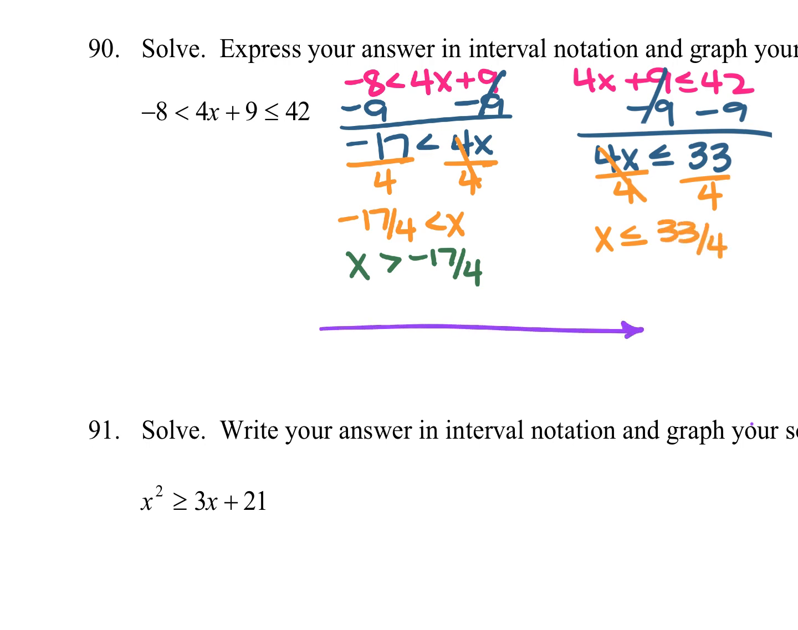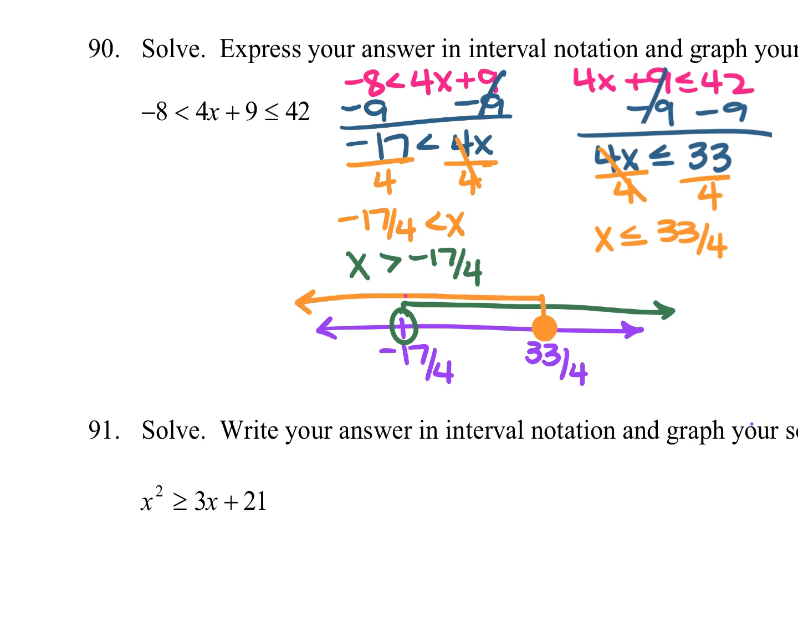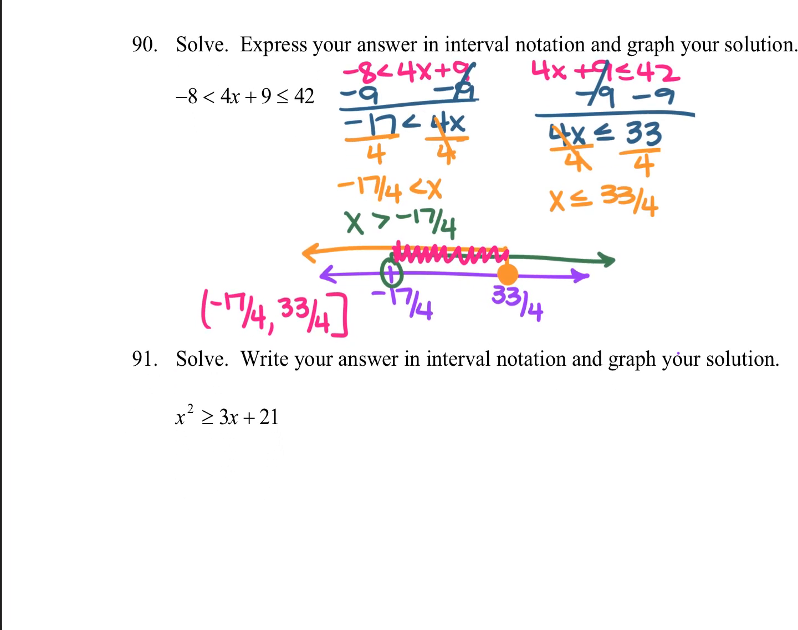Your number line, your negative 17 over 4 is going to be on the left. Your 33 over 4 is going to be on the right. You're going to have an open circle on the negative 17 over 4, and your line's going to go to the right. For your 33 over 4, you're going to have a closed circle, and your line's going to go to the left. These two overlap between each other. So the interval notation for this is just from negative 17 over 4 to 33 over 4 with the parentheses on the negative 17 over 4 and the bracket on the 33 over 4.